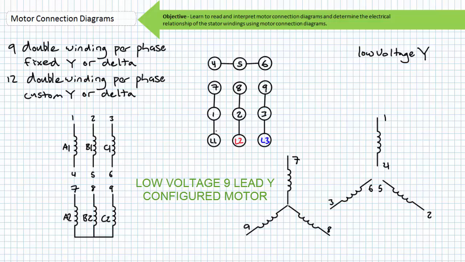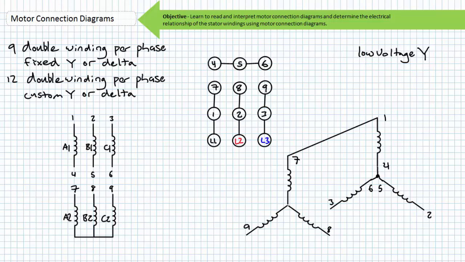Consider a 9-lead Y-configured motor necessitating a low voltage configuration. In a low voltage configuration, we need to create a parallel configuration. In this case, terminals 4, 5, and 6 are tied together to form the central junction of another Y. Then terminals 1 and 7, 2 and 8, and 3 and 9 are tied together. Phase voltages L1, L2, and L3 would be applied to terminals 1 and 7, 2 and 8, and 3 and 9.